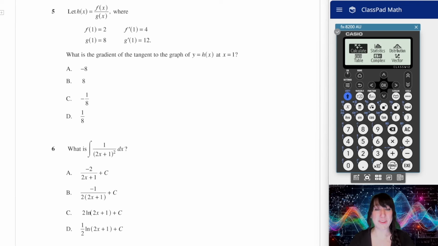So we've got to remember that when we want the gradient of the tangent to a graph, we're looking at its derivative. So to take the derivative of h of x, we'll need to use the quotient rule, since it is the quotient of two functions of x. The derivative of h is equal to, if you need a reminder on the quotient rule, remember you can look at the reference sheet.